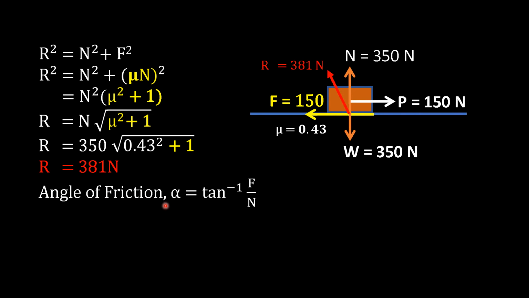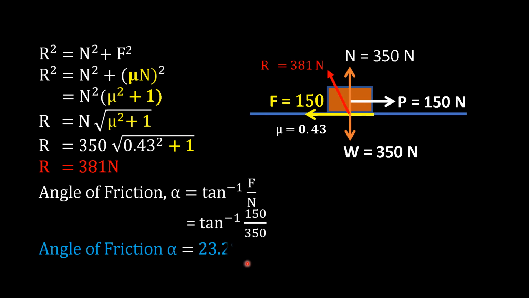Angle of friction alpha equals tan inverse of F divided by N. Substituting the values 150 for F, 350 for N, we get angle of friction alpha equals 23.2 degrees, which is this angle made by the resultant with vertical.